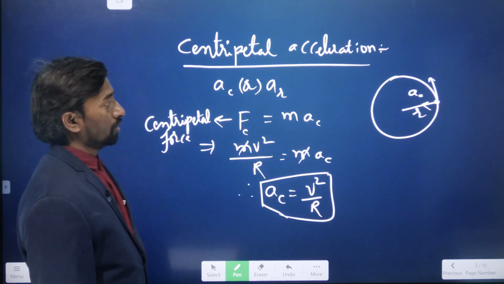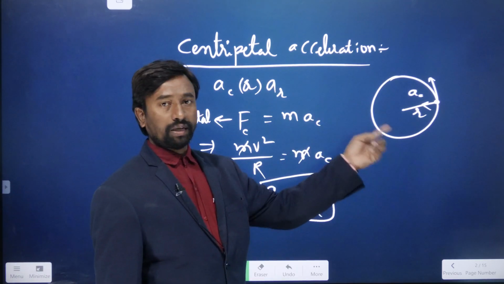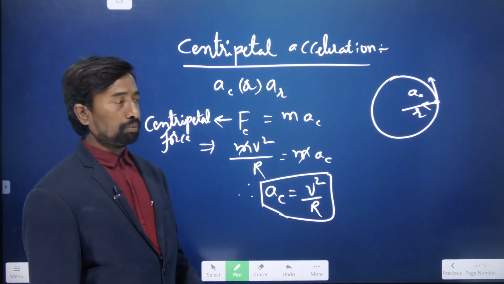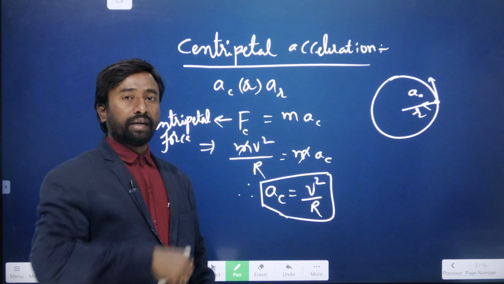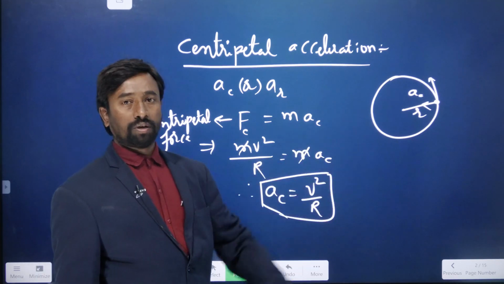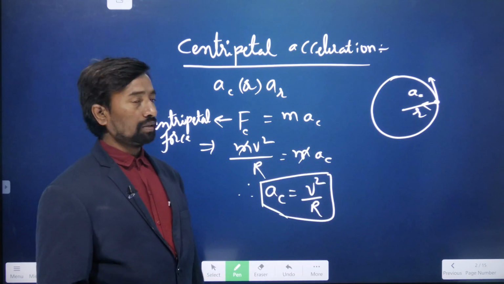Okay. So now whenever the body is moving in a rotatory motion or in a circular motion, when a rigid body is rotating about an axis, then all the individual particles of the body rotate in circular paths.